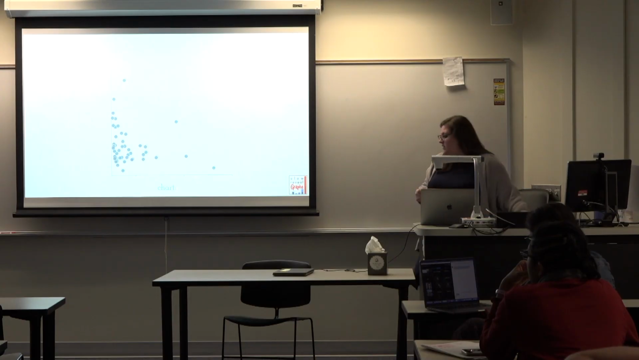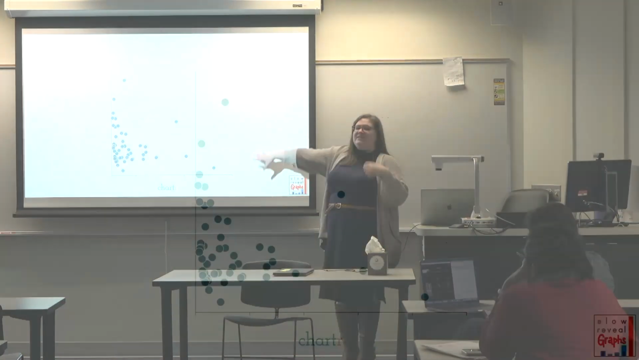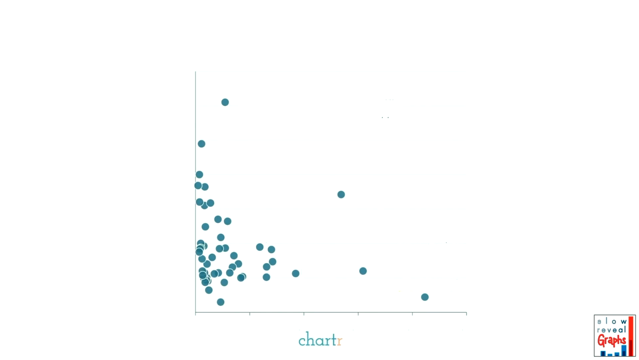So we're going to start with just this. In a slow reveal graph, the first slide is always totally stripped down. This graph has more information to it, but I hid it, and we'll reveal it later, slowly. So first, I just want you to think about, what do you notice and what do you wonder? I'm going to give you 10 seconds for that, and then we'll do a turn and talk. So what do you notice? What do you wonder? All right, turn and talk with someone near you about what you notice and what you wonder.